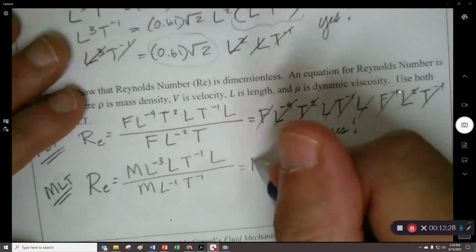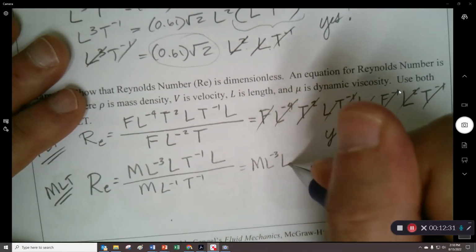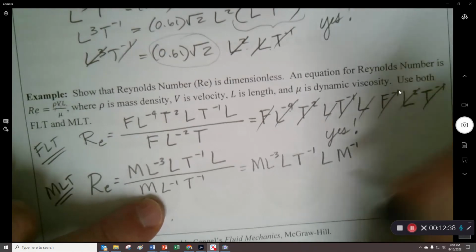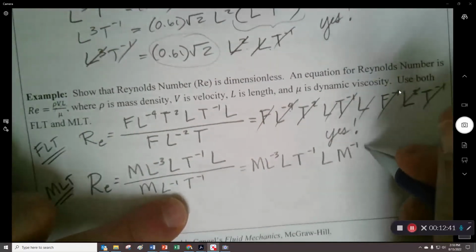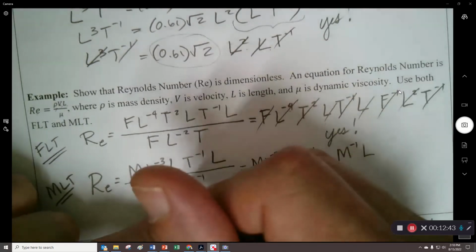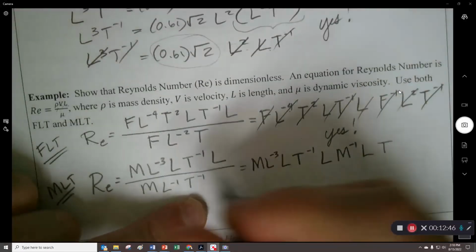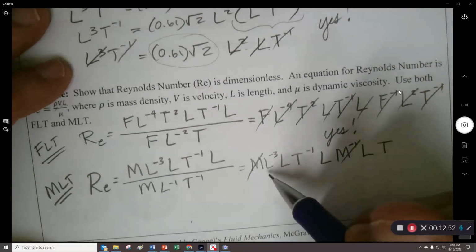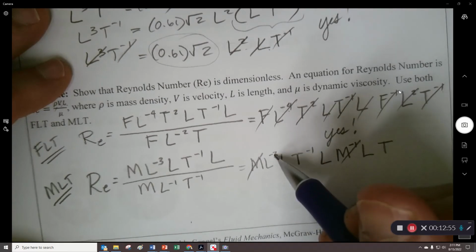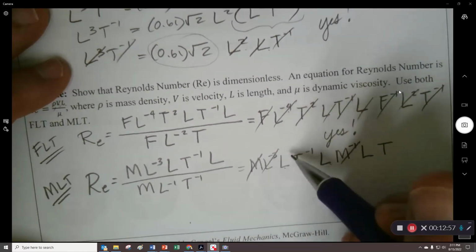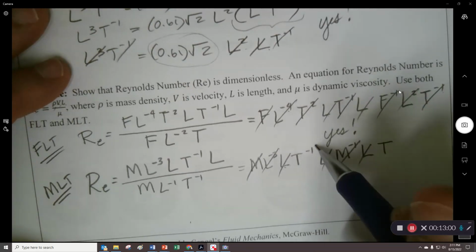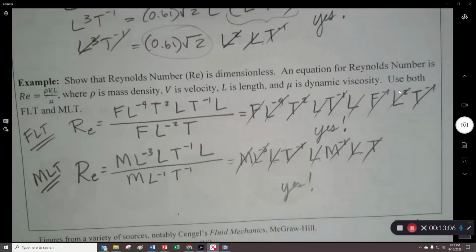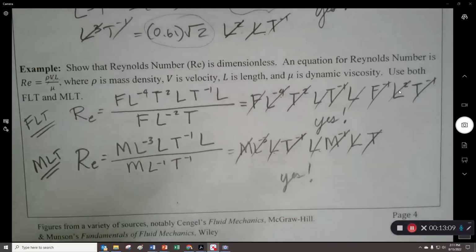And I'll put them all on the same line. And now it gets a minus 1 because it was in the denominator. We're moving it up. It's a regular L, no longer a minus 1, and this no longer a minus 1 here. So we see the masses cancel out. We have length minus 1, but here's a length 1, 2, 3. Okay, so they cancel out. And then lastly, T cancels out. So yes, it's dimensionless.